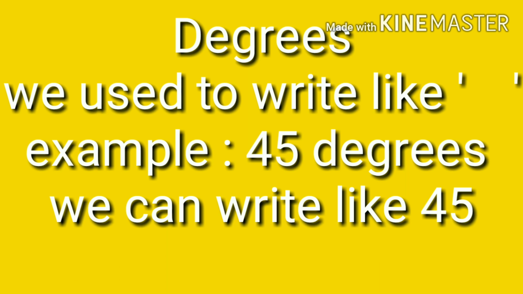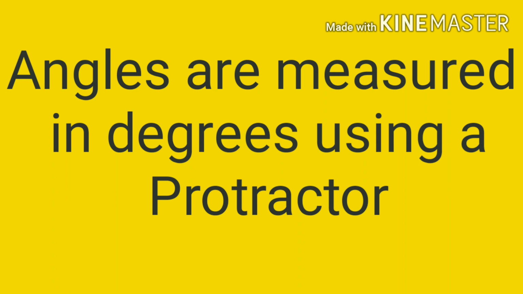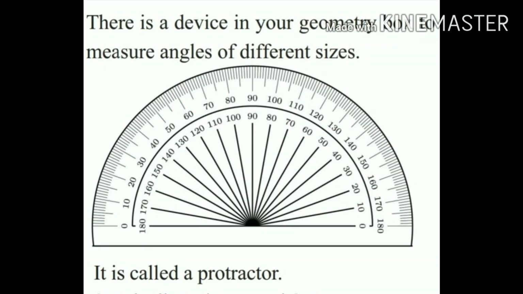Degrees we use to write with the symbol. For example, 45 degrees we can write like 45 and on top you can put a small symbol. Angles are measured in degrees using a protractor. This is the device in your geometry box to measure angles of different sizes and it is called a protractor.